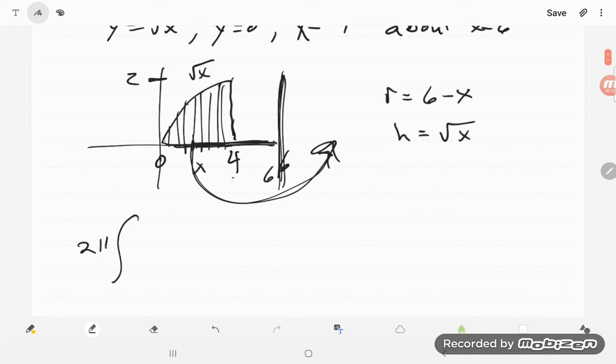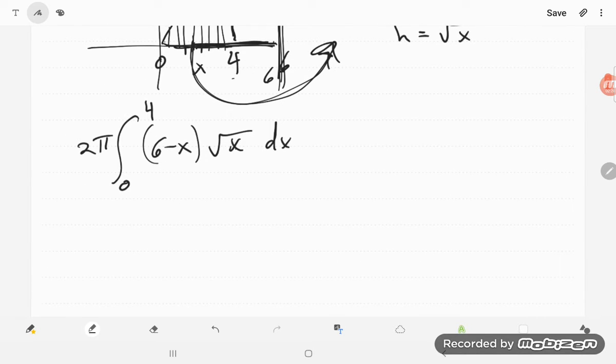So I have my 2 pi r from 0 to 4. So the r goes in here. That was my 6 minus x, times the square root of x dx. So that's x to the 1/2. So I have 2 pi integral from 0 to 4 of 6x to the 1/2 minus x to the 3/2 dx.